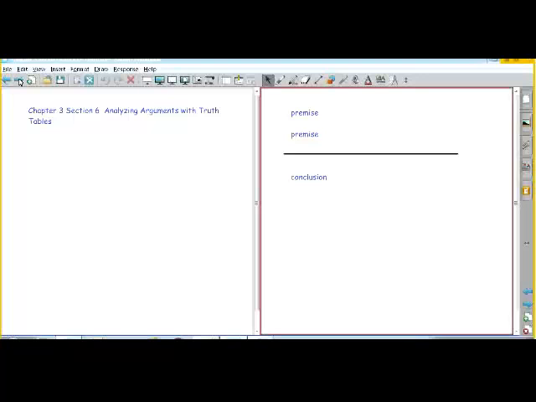Gosh, you want another section? Yeah, we're on section 6 already. You already missed the notes, huh? Yeah, that's right. You snooze, you lose.